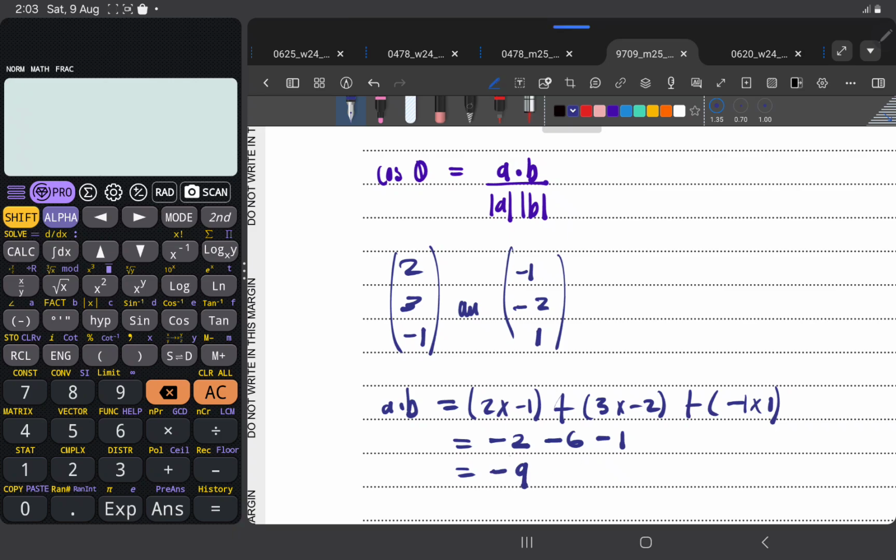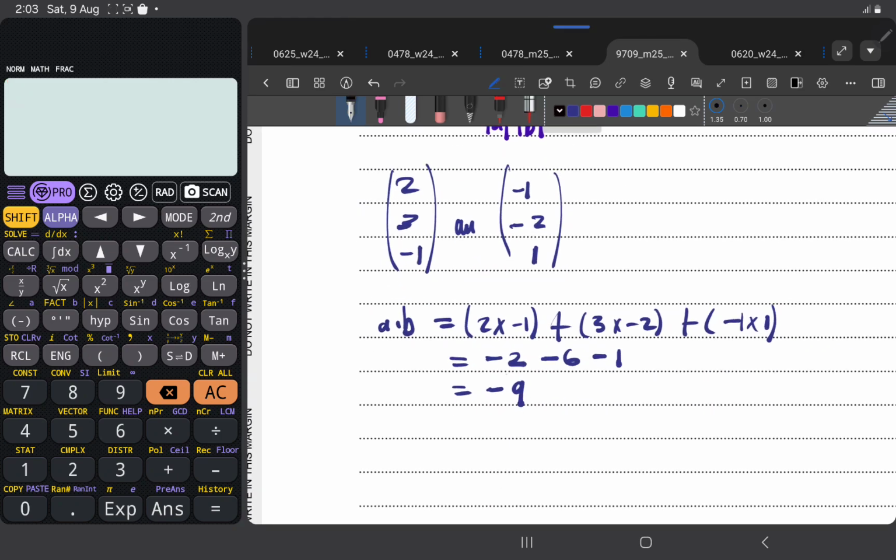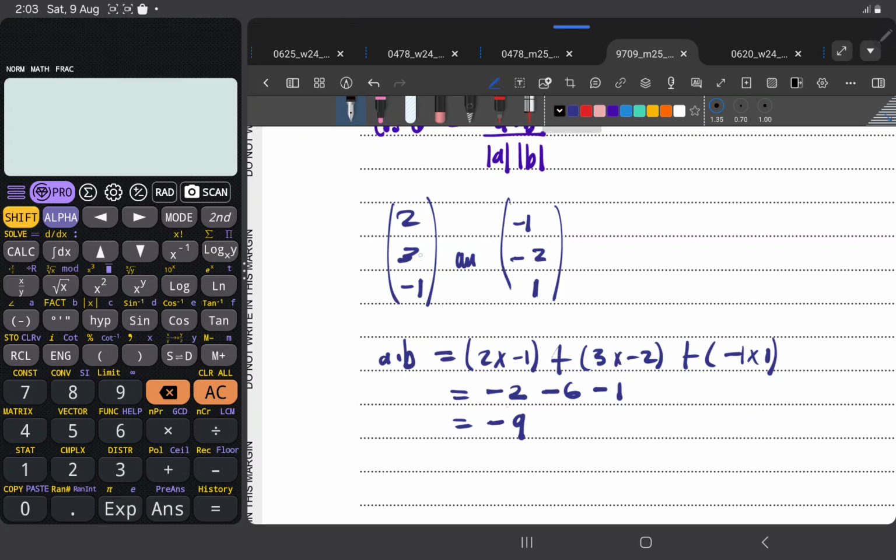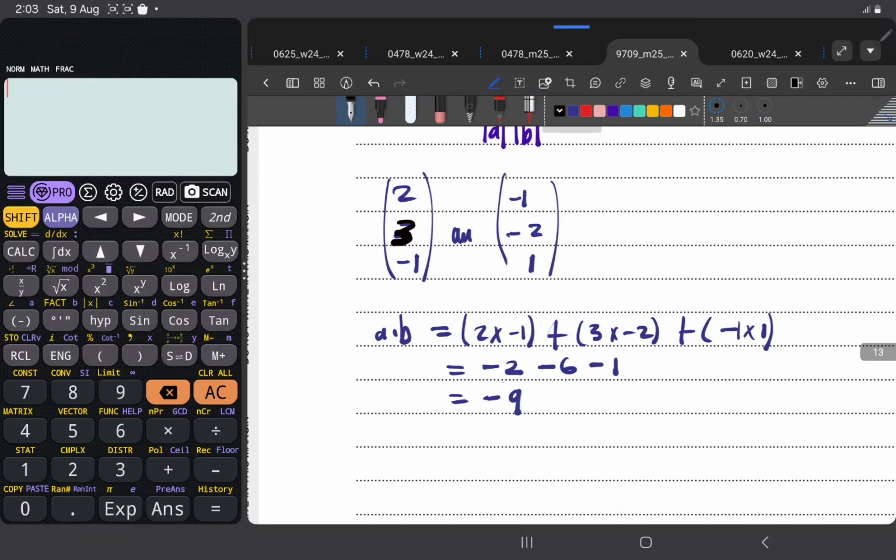You're going to get minus 9. This is my A dot B. You multiply the x, you add to the multiplication of the y, you add to, remember you add to the multiplication of the z. That's how you do it, adding the multiplications. You understand? This gives us A dot B.